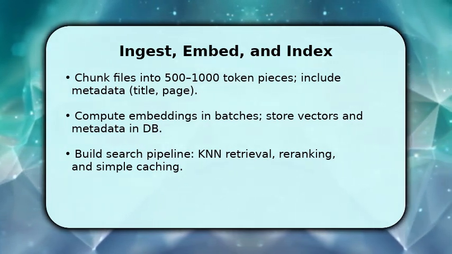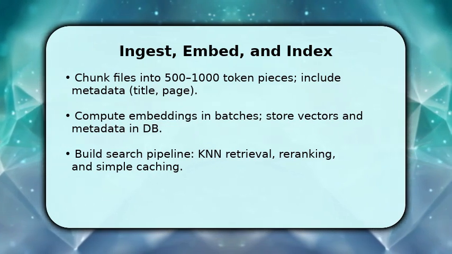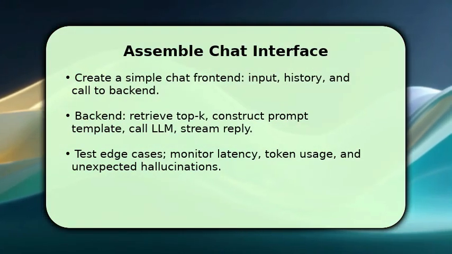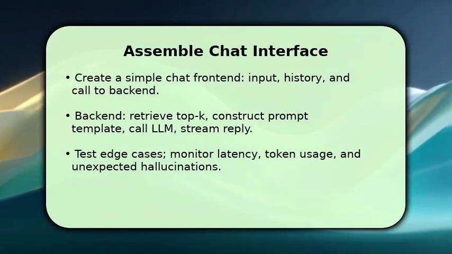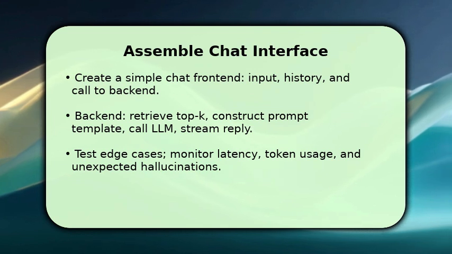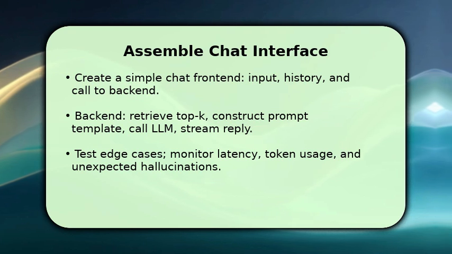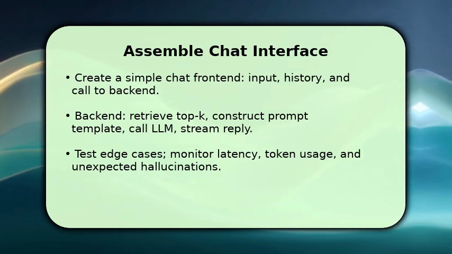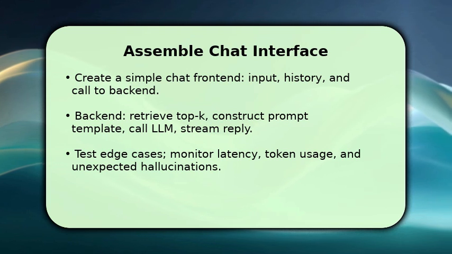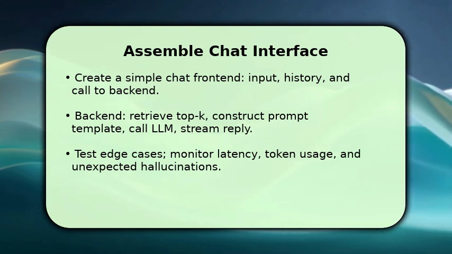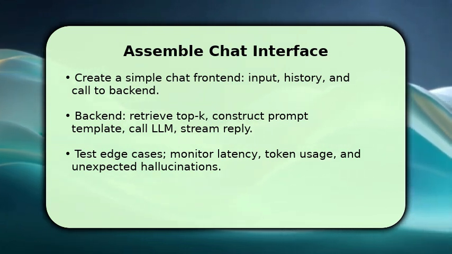You now assemble the chat: a front end for user input and conversation history, and a backend that retrieves top K documents, constructs a prompt, and calls the LLM. When composing the prompt, include citations and context windows to constrain the model. This reduces hallucinations. Once responses stream back, present them with source links.